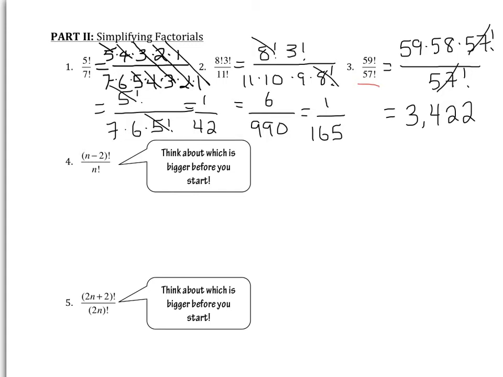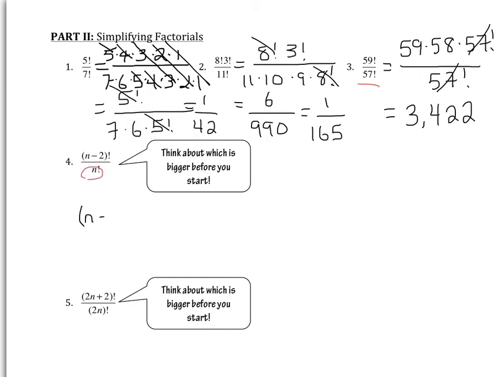And we can translate this idea to working with symbols. So in number 4, we want to think which one is bigger, n minus 2 or n? Well, obviously n is going to be bigger because we're only working with the non-negative integers here. So n has to be bigger than n minus 2. So n is the term that we will expand to simplify.